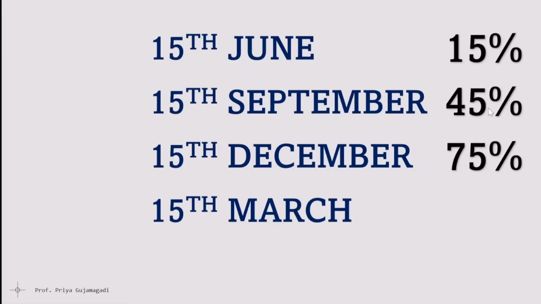On 15th December, we need to pay 75%. So on the tax payable, we will calculate 75%. And among that, how much amount is paid in the first installment and second installment, that we are going to deduct. On 15th March, we are going to pay 100% of the tax payable. So we need to calculate 100% of tax payable, and how much is paid in the first, second and third installments, that amount we need to deduct. So let us see one problem now.